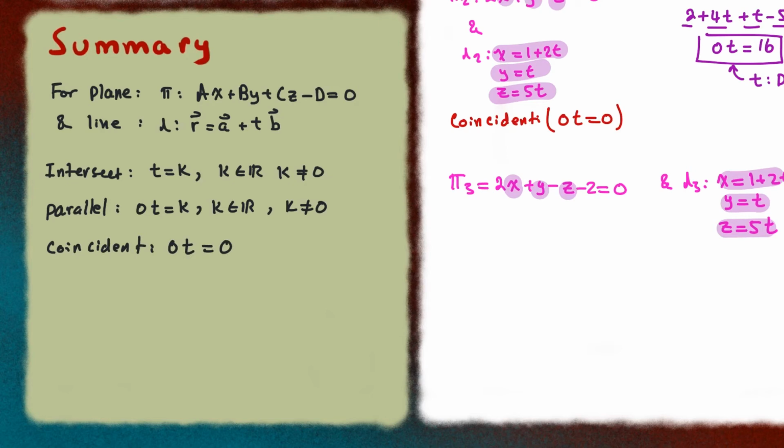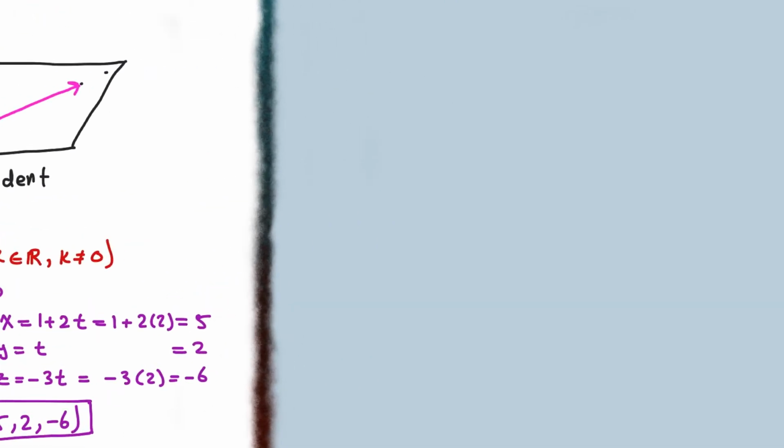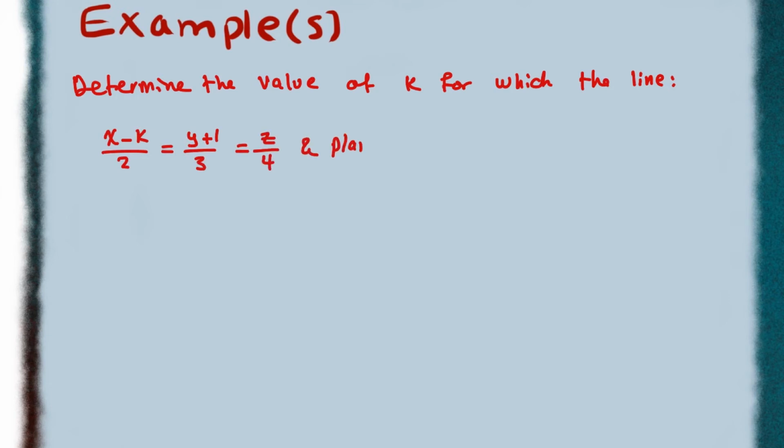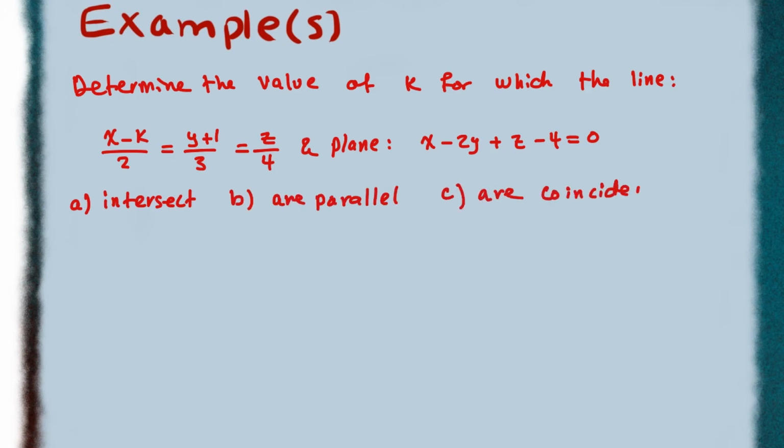And now we're going to look at another example. This is an example which is slightly different than what we have been doing so far. We want to determine the value of k, so k will be an unknown value for which the line and the plane that are given intersect, or when they're parallel, or when they're coincident. So we need to find that k value for which they intersect, they're parallel or coincident.